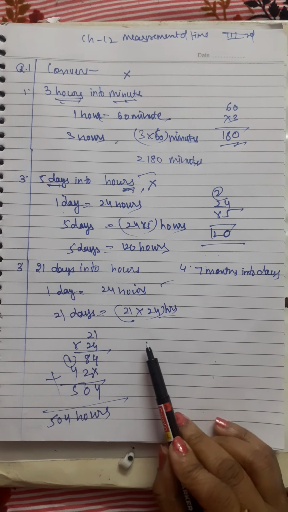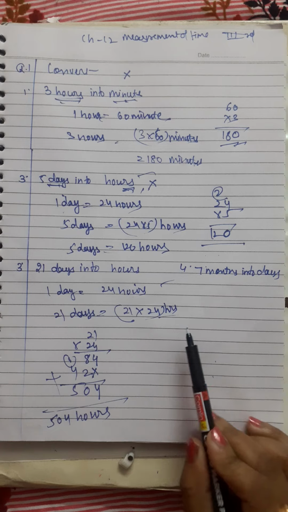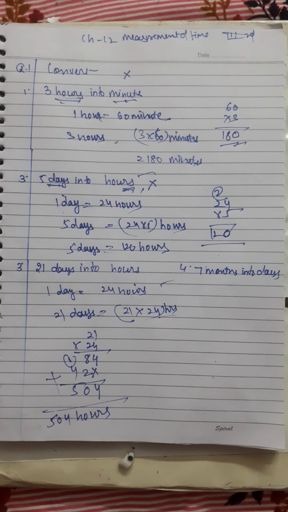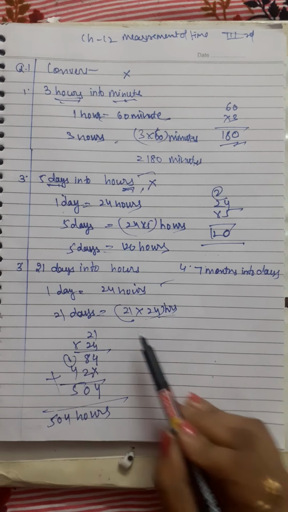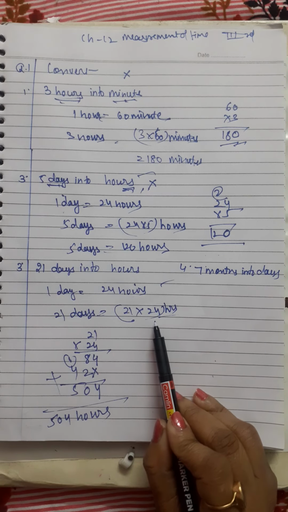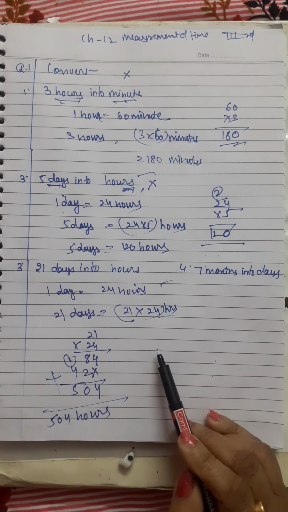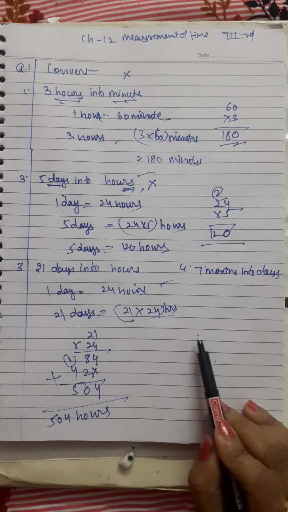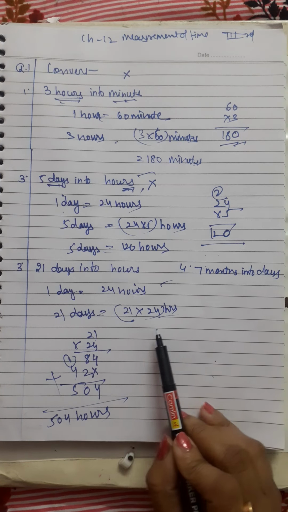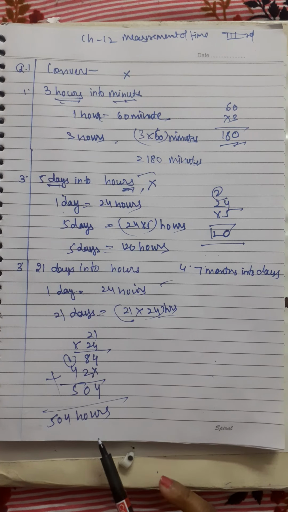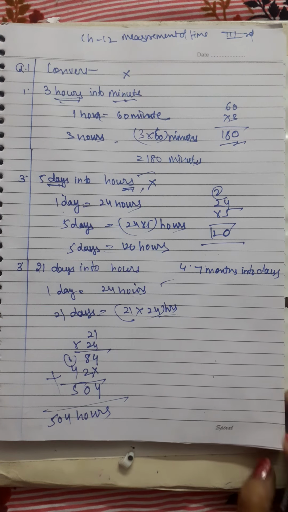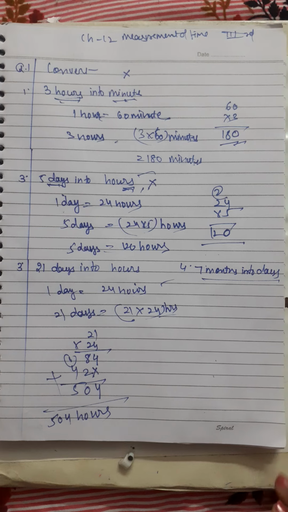As I told you, 21 multiplied by 24. I am repeating one more time from the beginning. One day having 24 hours. 21 days is equal to 21 multiplied by the 24 because one day having 24 hours. So 21 days को hours में change करने के लिए we have to multiply by the 24. When we multiply 21 by the 24, we will get 504. So 21 days is equal to 504 hours.